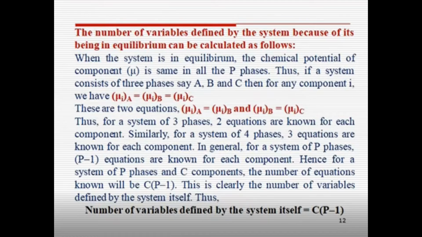Similarly, for a system of four phases, we will have three equations, and in general for a system of P phases, we will have P minus 1 equations. Hence, for a system of P phases and C components, the number of equations will be C into P minus 1. This is the number of variables defined by the system itself. This is equal to C into P minus 1.